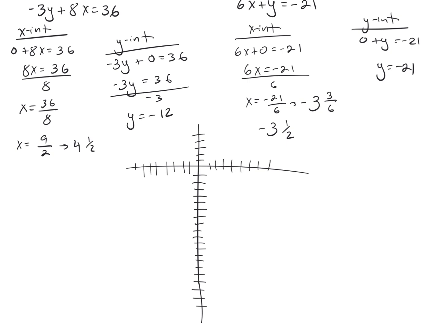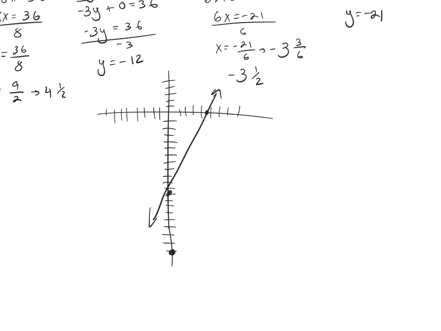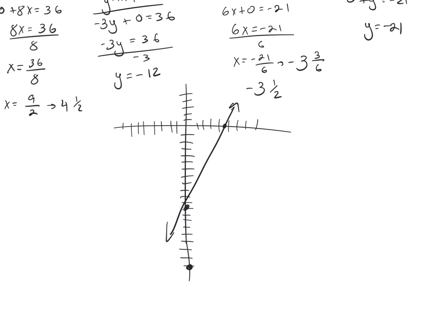Okay, so I'm going to graph the x-intercept of 4.5. And I'm going to graph the y-intercept of negative 12. Again, it's going to look kind of like that. Not a great drawn line. And then for the other one, we have a y-intercept of negative 21. And x-intercept was negative 3.5. So right there.